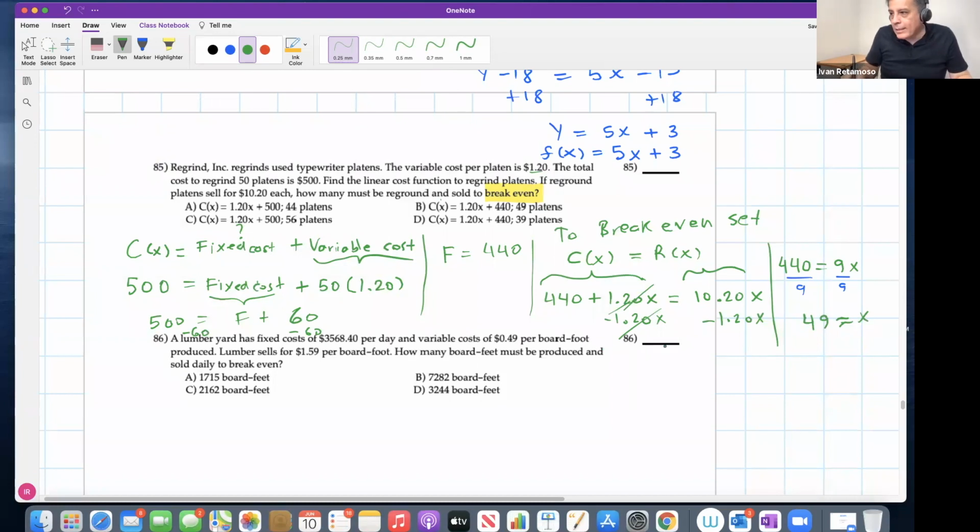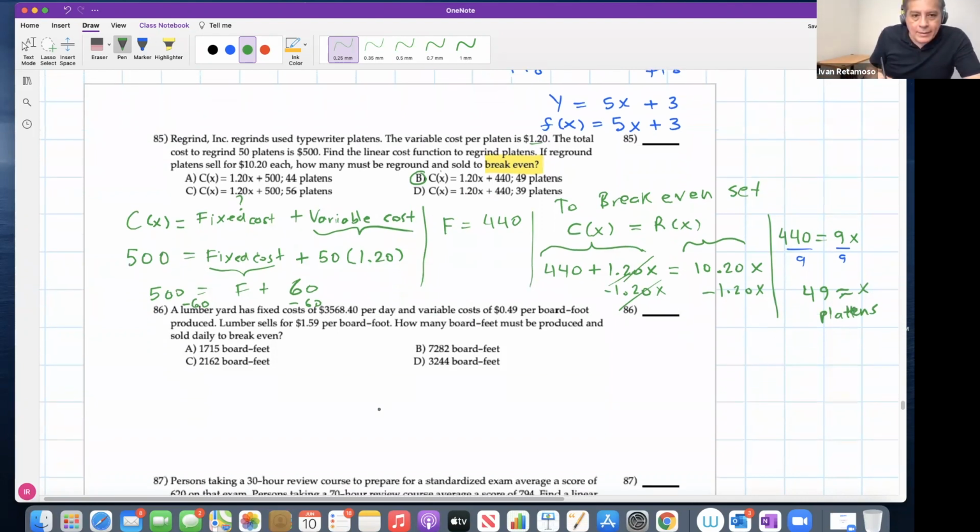So therefore, the answer should be this one, right? This is the formula written here, the cost function, 1.20 plus 440, and 49 platens is approximately what you need to break even, right? Platens here, very good. Very good, guys. So that is how you deal with this question.